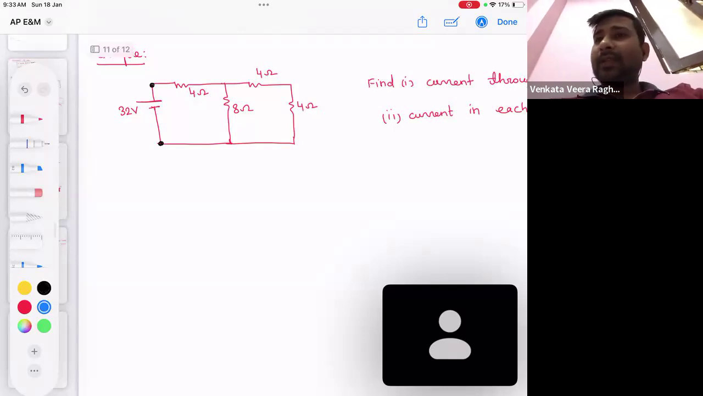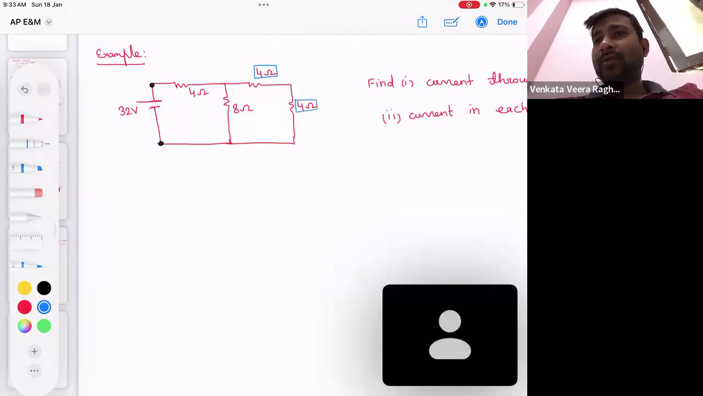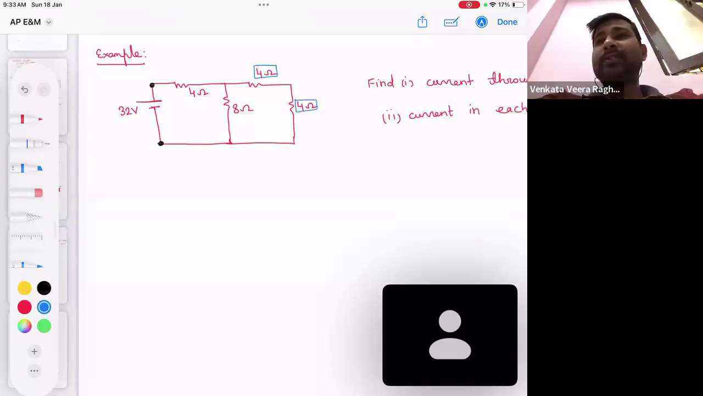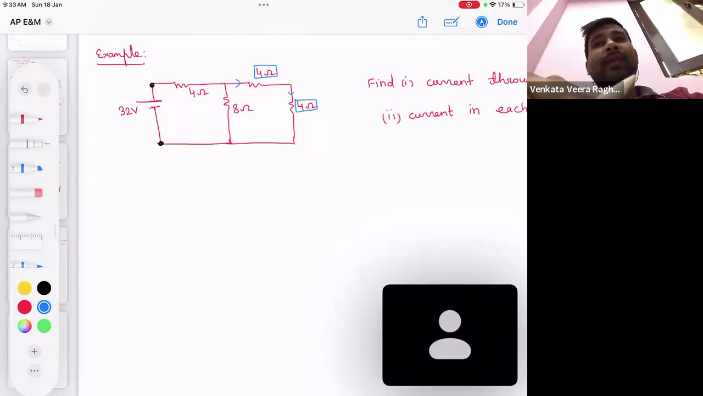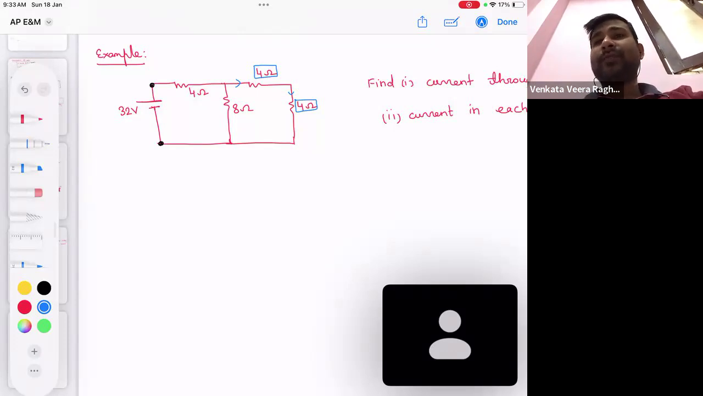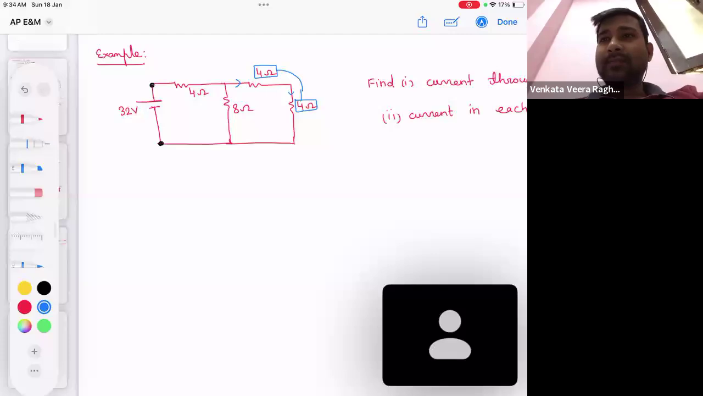See, can I say this 4 ohm resistance and this 4 ohm resistance are connected in series to each other? Why series, I will say? Because whatever current will flow through this 4 ohm, exactly the same current will flow through the other 4 ohm, isn't it? So you can say these two are connected in series.